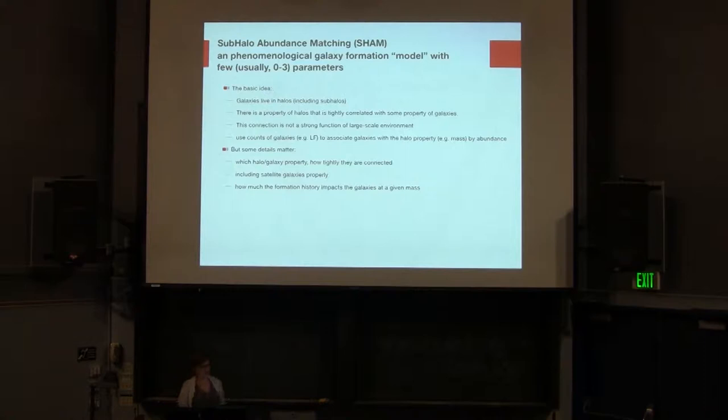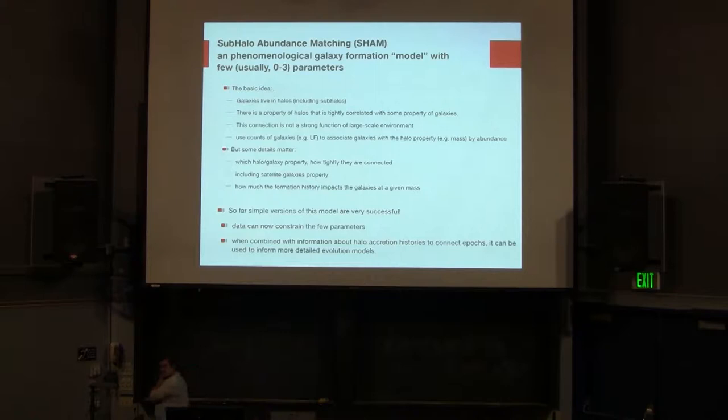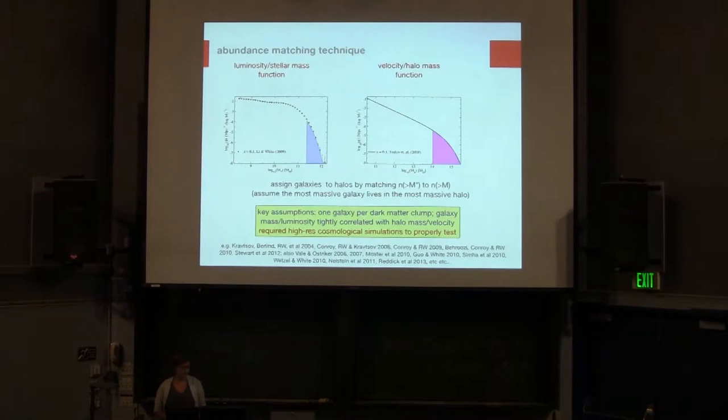So which galaxy or which halo property are we talking about? How tightly are they correlated? What's the scatter? Including satellite galaxies properly, so the relationship between the stellar mass of a satellite versus a central at a given halo property, and how much the halo formation history impacts galaxies at a given mass. But so far, really pretty simple versions of these, which just have a few parameters, seem to explain almost everything that we've measured about luminosity or mass-selected samples of galaxies. And we think we can use this basic approach to actually learn a lot more.